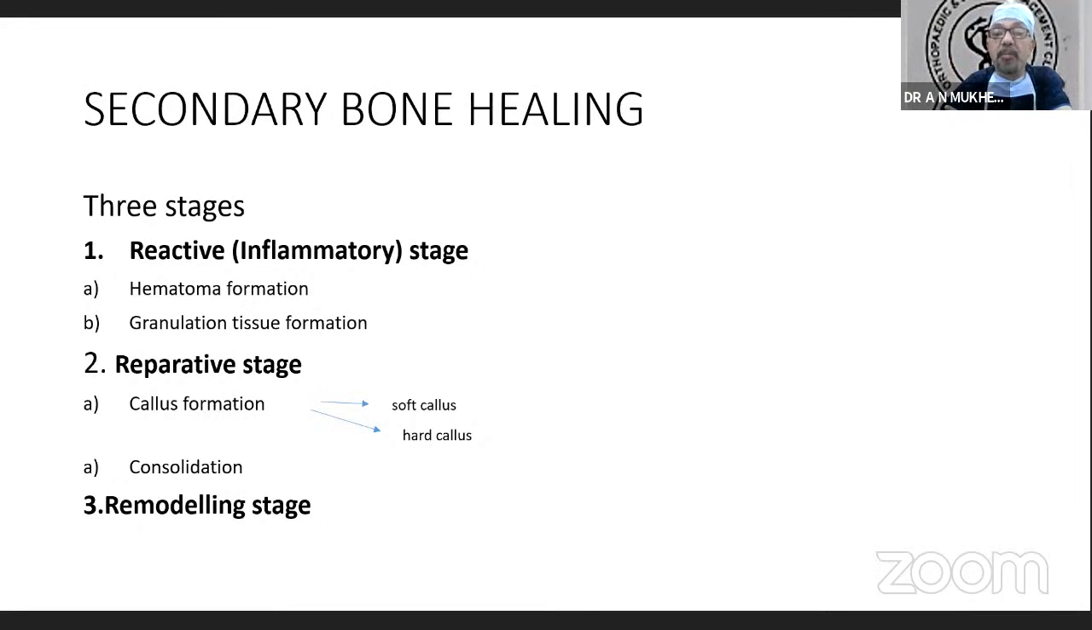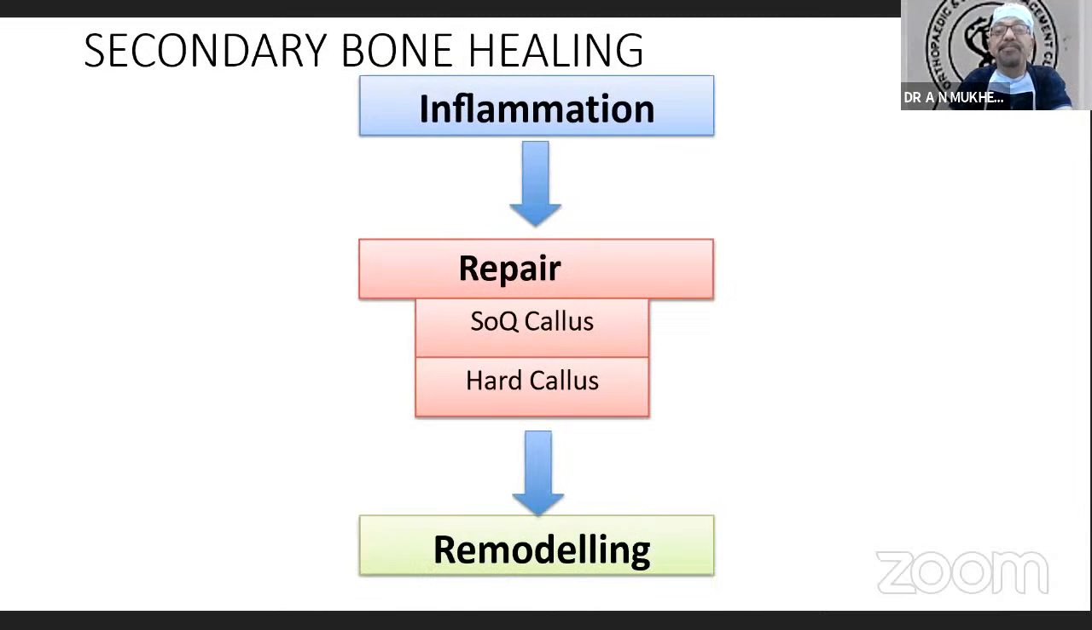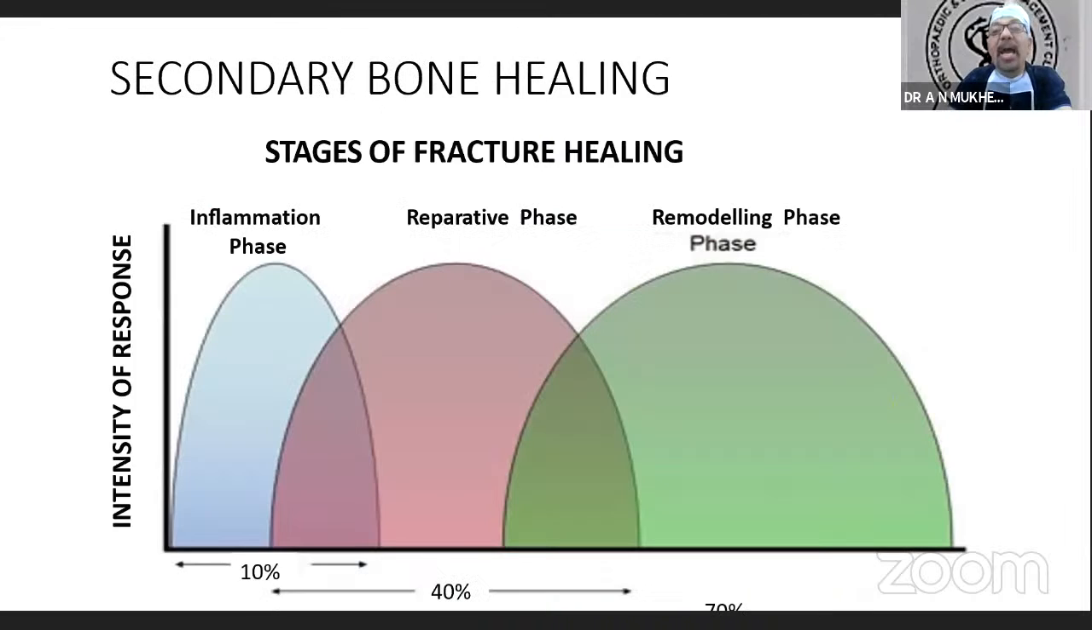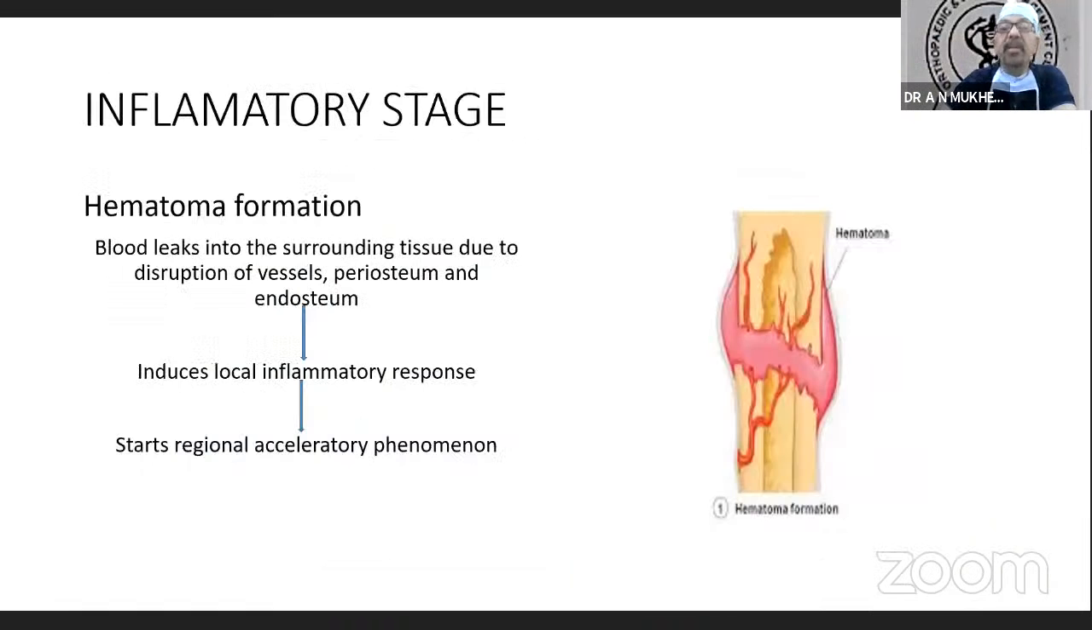Then comes the stage of consolidation. Then comes the stage of remodeling. So in a flow chart: inflammation, repair, soft callus, hard callus, and remodeling. Thereafter, this graph shows us the stages of fracture healing, where inflammation occurs around 10%, the reparative phase 40%, and remodeling around 70%. And there is interaction of the curves in many places, where they follow one after another.